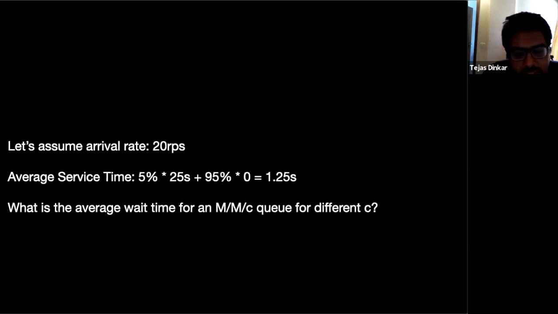So the average service rate becomes: 5% of requests take 25 seconds, and for the remaining 95%, let's just assume they take nothing. So that's 1.25 seconds, which is the average service time. So what is the average wait time for an M/M/c queue for different c?